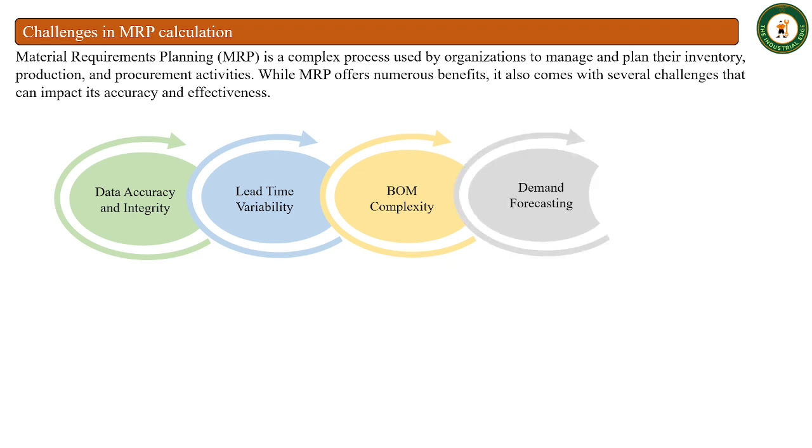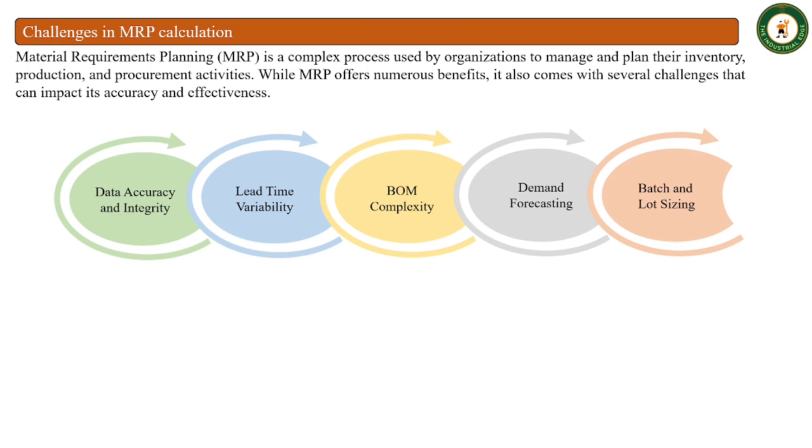Fourth, demand forecasting. Accurate demand forecasting is essential for MRP to determine when and how much to order. Fluctuating customer demand, seasonal trends, market changes, and new product introduction can challenge the accuracy of demand forecast, leading to overstocking or stockout.